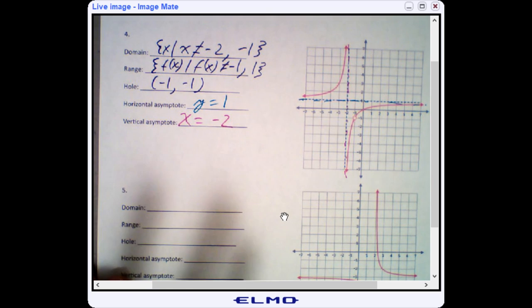Hopefully you're starting to maybe see a pattern between our holes and vertical asymptote and domain, and our hole and horizontal asymptote and range.